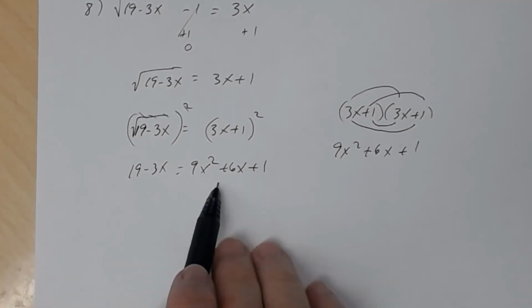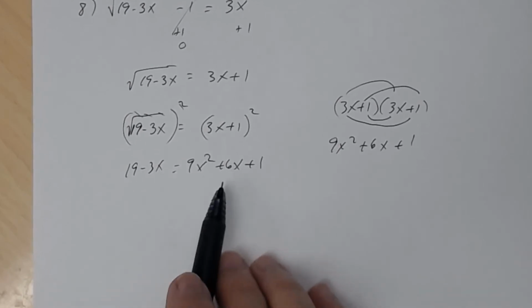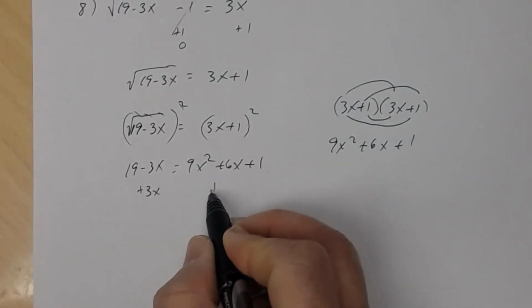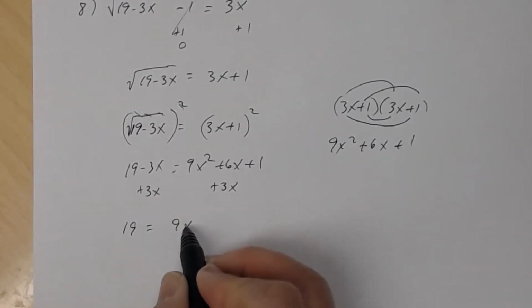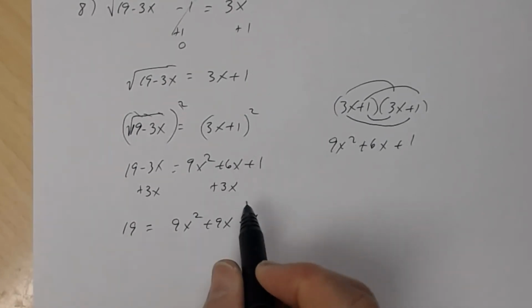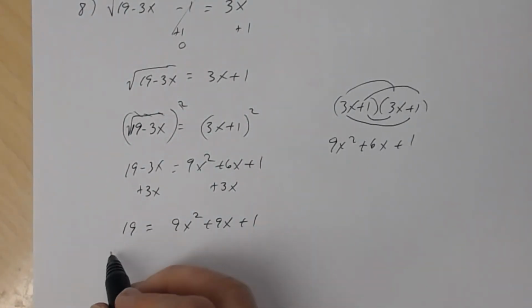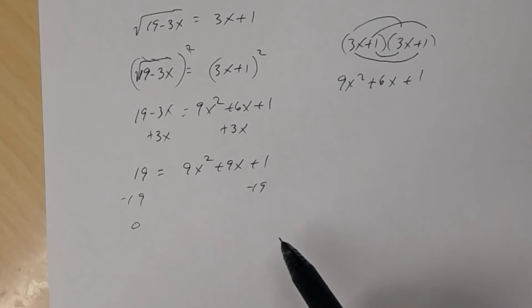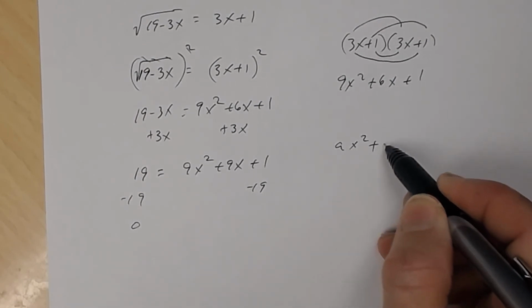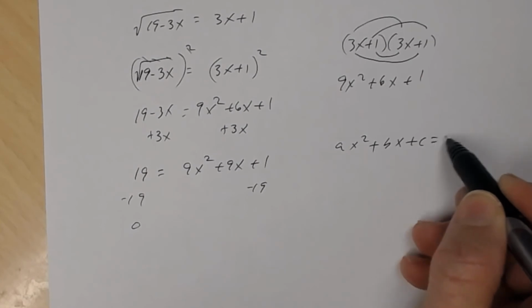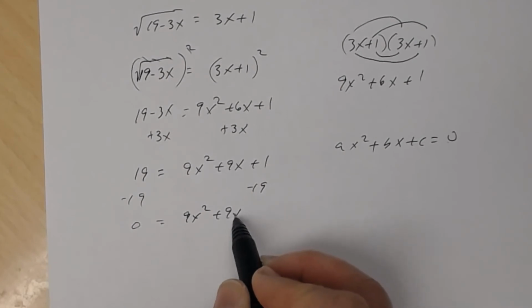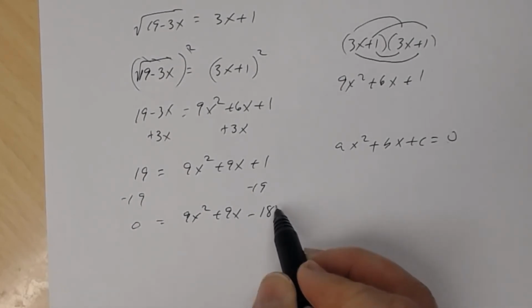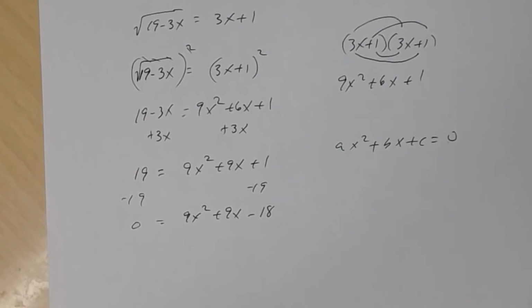All right, now notice this is a quadratic equation, so I'm going to put it in standard form. I'm just going to go ahead and add 3x first. Notice I'm aligning my like terms. And so I get 19 equals 9x squared plus 9x plus 1, since 6x plus 3x is 9x. Then I subtract 19 from both sides. 19 minus 19 is 0, which is what you wanted, because remember, you want to put it in standard form, ax squared plus bx plus c equals 0, so you need 0 there. Equal, and this is 9x squared plus 9x minus 18.